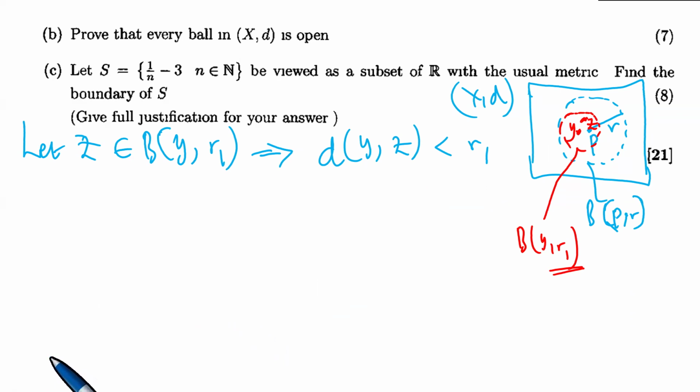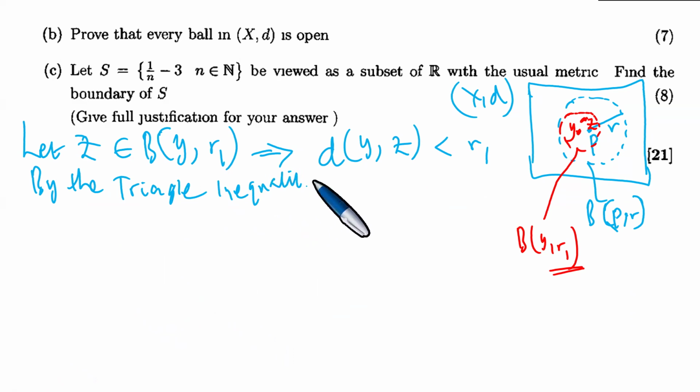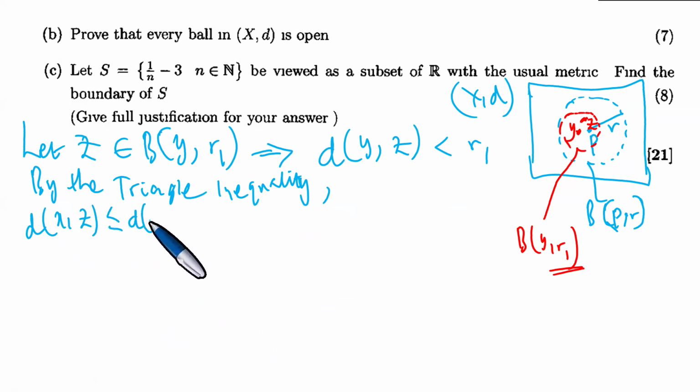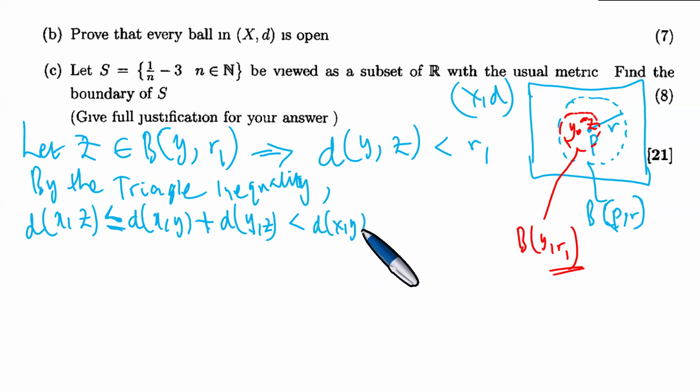With that mentioned, we're just trying to prove this statement for 7 marks. We're almost done with the proof. By the triangle inequality, the distance between X and Z is less than or equal to the distance between X and Y plus the distance between Y and Z. What is the distance between Y and Z? It is R1.